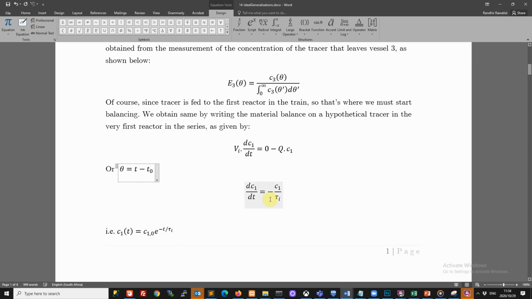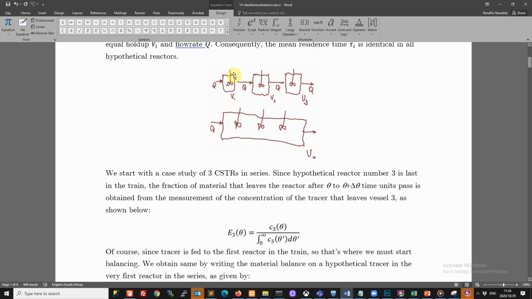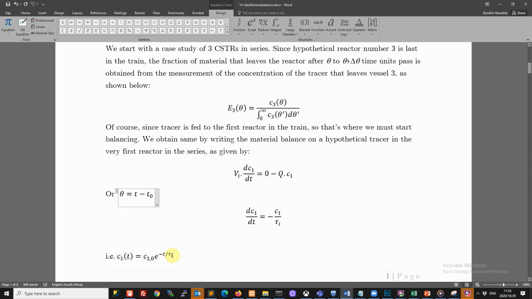So anyway, I'm not doing that yet. So here we are working in terms of t. And so C1 of t equals C1 naught e to the minus t over tau_i. Okay, so that's the concentration in the first tank as a function of time. So here the concentration is changing. We've pulsed tracer in, it mixes everywhere here, and then it slowly exponentially decays out of this tank. And we described in the previous section in detail how that looks.